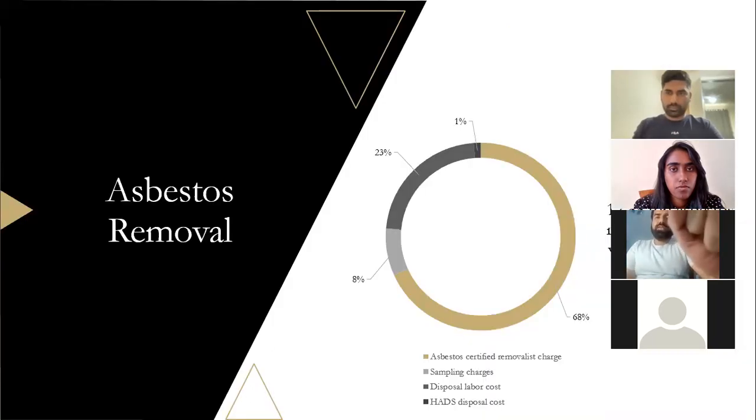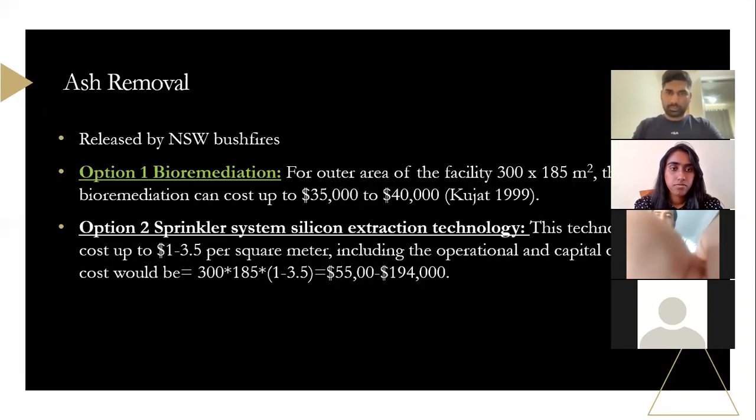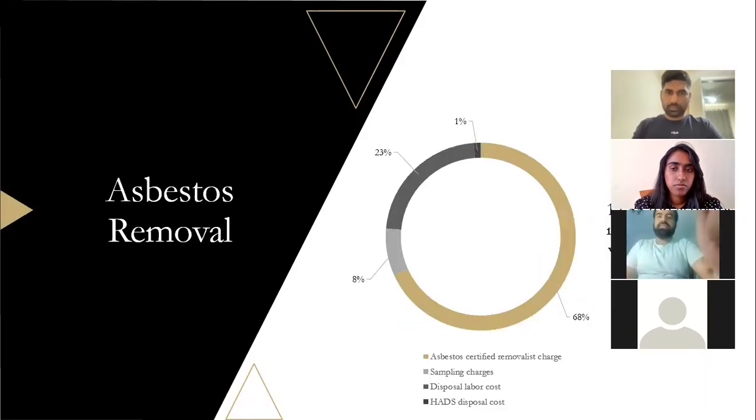When we talk about asbestos removal technologies, we have to remove 12.88 tons of asbestos from our site, which would incur a total cost of $201,096. 1% of this would go to the disposal cost, and 23% is the labor cost, and most of it goes towards the certified removalist charges.